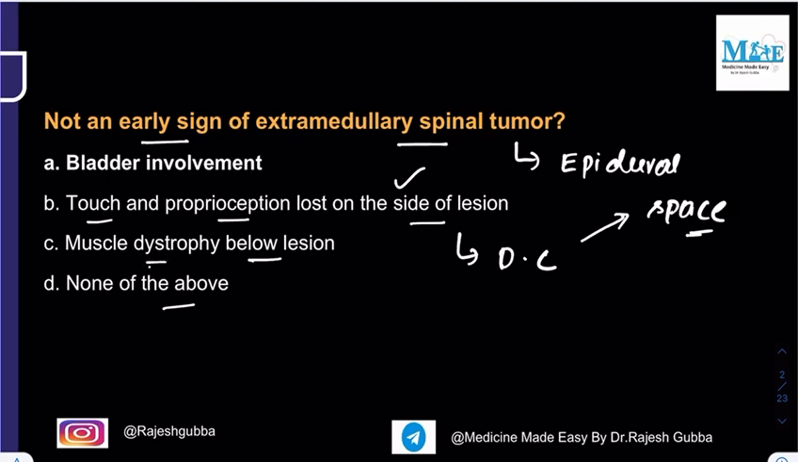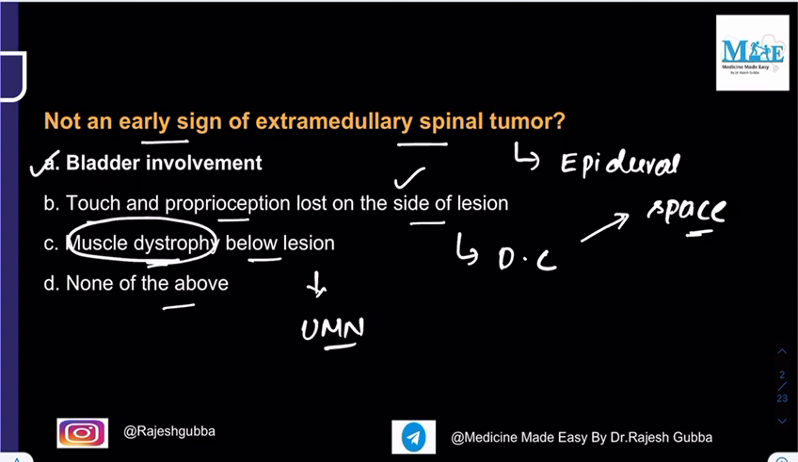And you take the muscle dystrophy below the lesion. Definitely, because at the level of lesion in the spinal cord you have LMN features, and below the level of lesion you will have the UMN features. So there will be muscle dystrophy, but that muscle dystrophy will be in the form of diffuse atrophy that you will have in patients with the extramedullary spinal tumor. That will be diffuse atrophy.